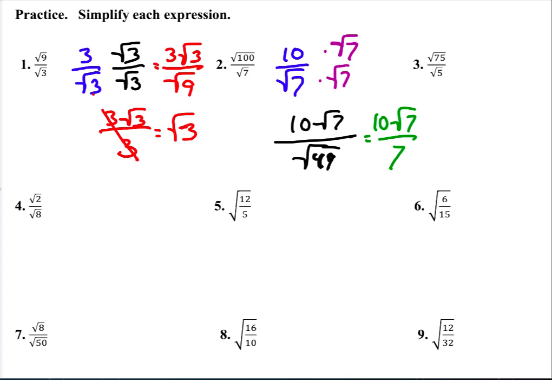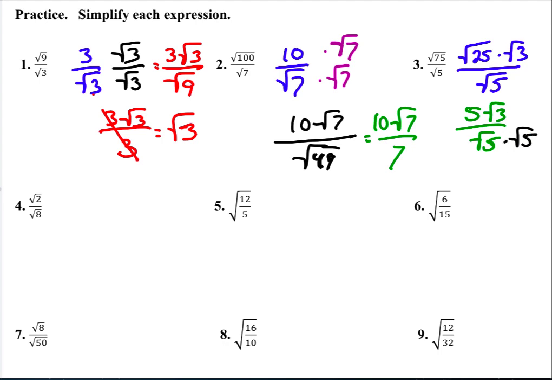All right, next one. 75 is 25 times 3 over square root of 5. So that gives me 5 square root of 3 over square root of 5. So I just simplified it. Now I need to rationalize that denominator by multiplying by that radical. So I'm going to multiply everything times square root of 5. That gets me 5 square root of 15 over square root of 25.